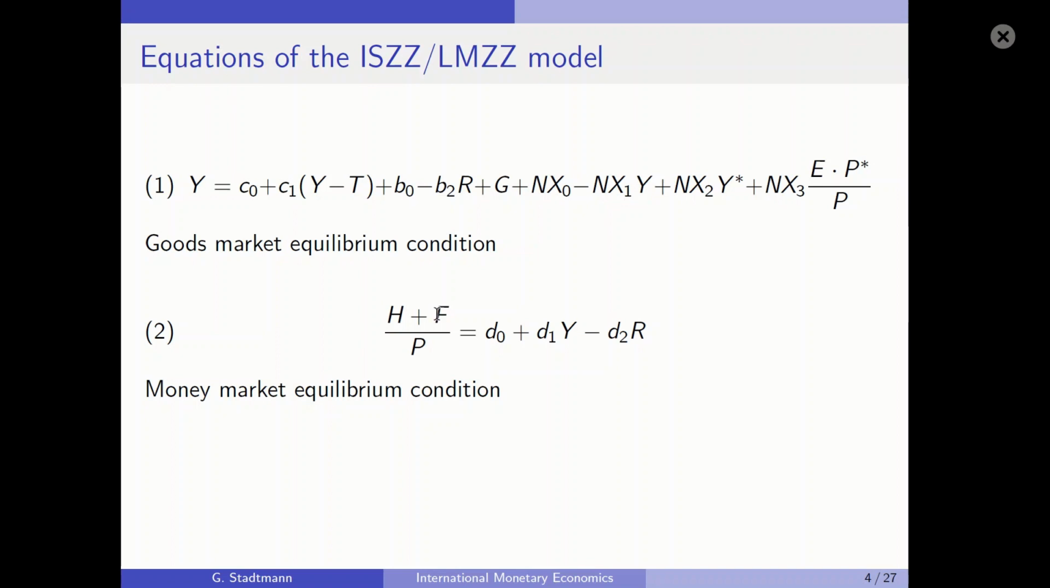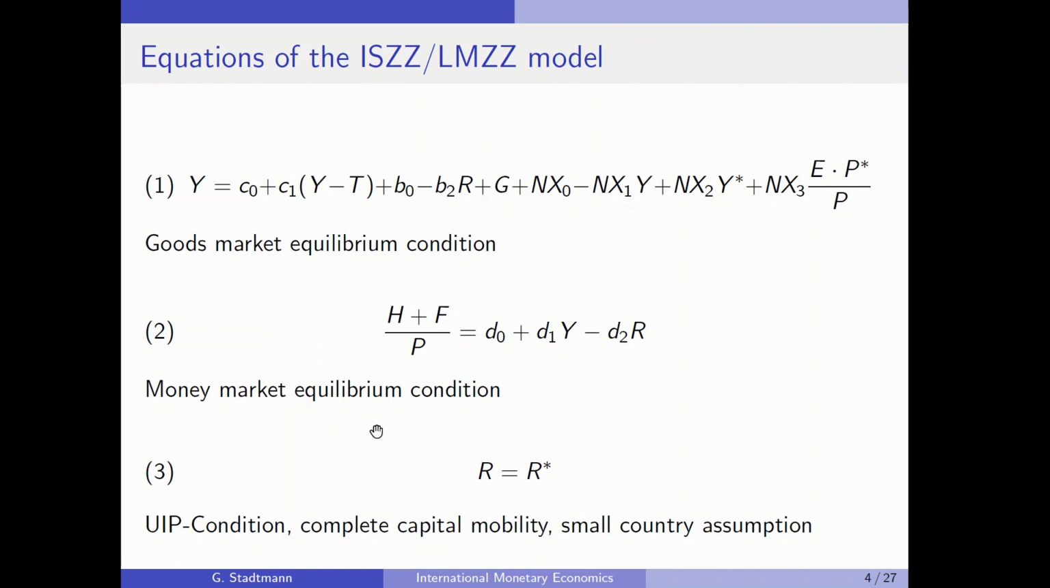The F component is very important in a fixed exchange rate system because the exchange rate might get under pressure and then the central bank intervenes by increasing or decreasing the foreign component of money supply. The third equilibrium condition is that the domestic interest rate has to be equal to the foreign interest rate. We are looking at a small open economy which has complete capital mobility in place, and therefore the domestic interest rate cannot depart from the foreign interest rate. R has to be equal to R star.